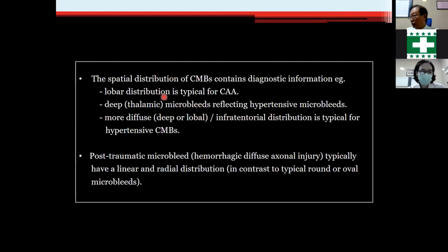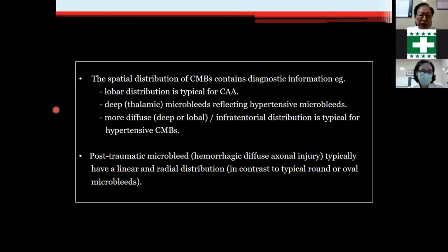Post-traumatic microbleeds are usually linear in shape, due to shear injury, so they are linear in shape. It's not typically round or oval shape.